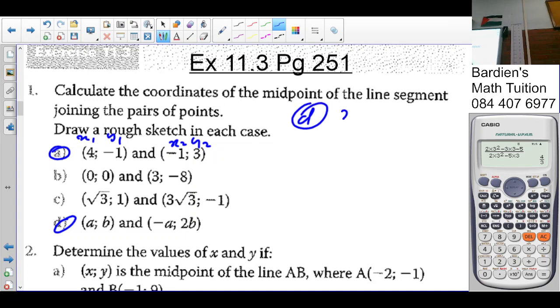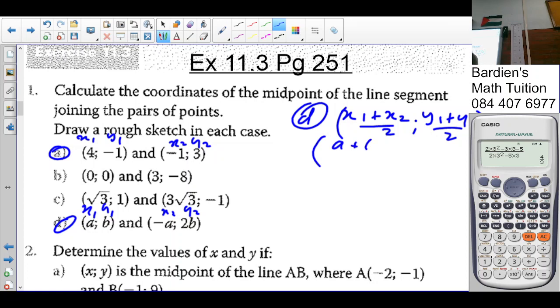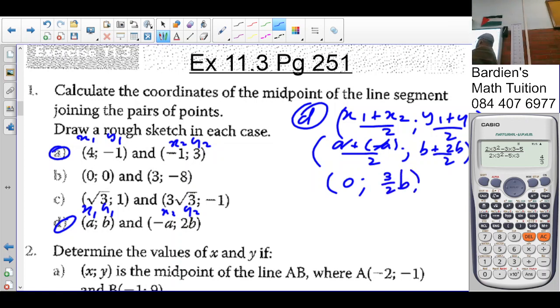The midpoint is going to be x1 plus x2 over 2, y1 plus y2 over 2. So if this again is x1, y1, x2, y2, that would simply be a plus negative a over 2 and b plus 2b over 2. That cancels, leaving 0 over 2, which is 0, and 3 over 2b is your y value. Or 3b over 2, which is the same.